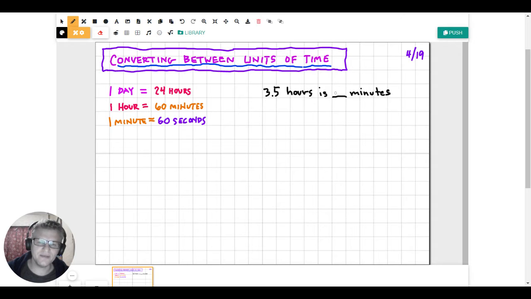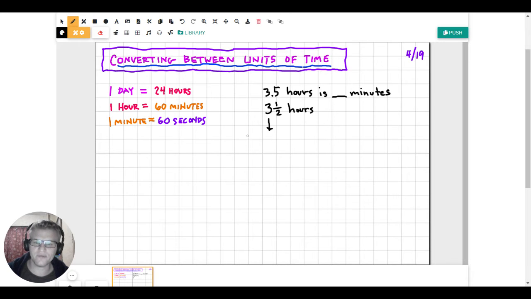The interesting thing about it is that because this is a decimal here, what I always recommend that you do is change this into a fraction or a mixed number. I chose 0.5 because it's easy, but let's make it 3 and 1/2 hours, right? And now let's do some calculations. In order for me to convert that into minutes, I first need to take the 3 and multiply it by 60, because every hour is 60 minutes.